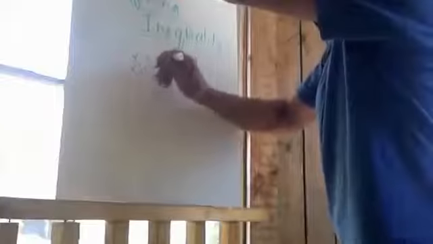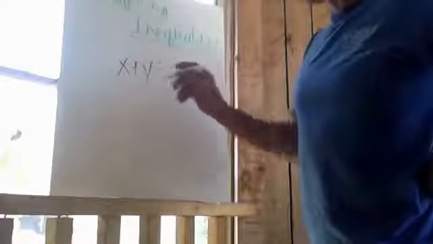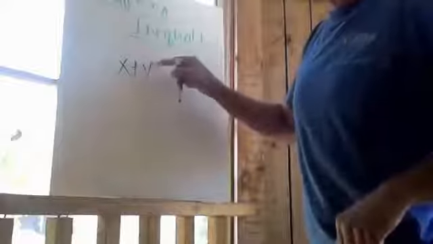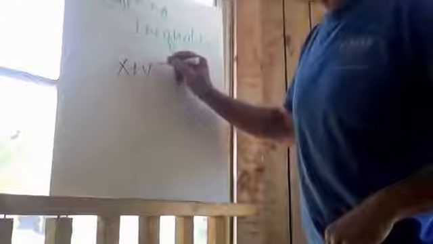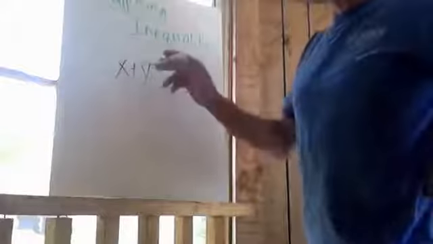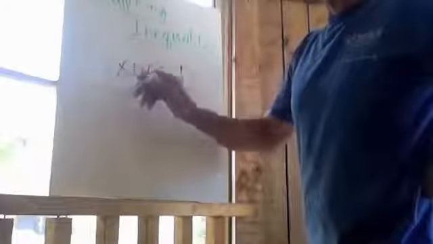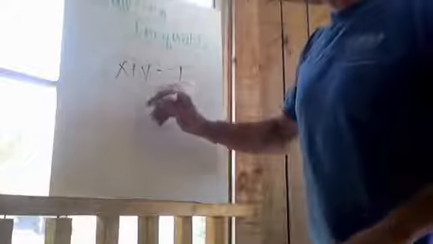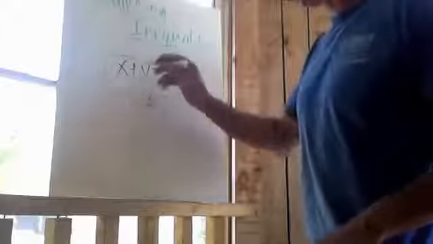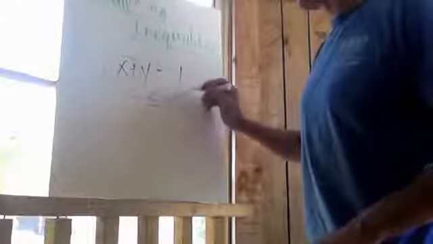Obviously, if they give you something in a different form, like that, you're going to have to put it in slope-intercept form first. Actually, sorry, not equals. Let's put less than or equal to. So let's put it in slope-intercept form. The y is in a good spot. Let's move the x over, and we'll get y is less than or equal to the opposite of x minus 1.